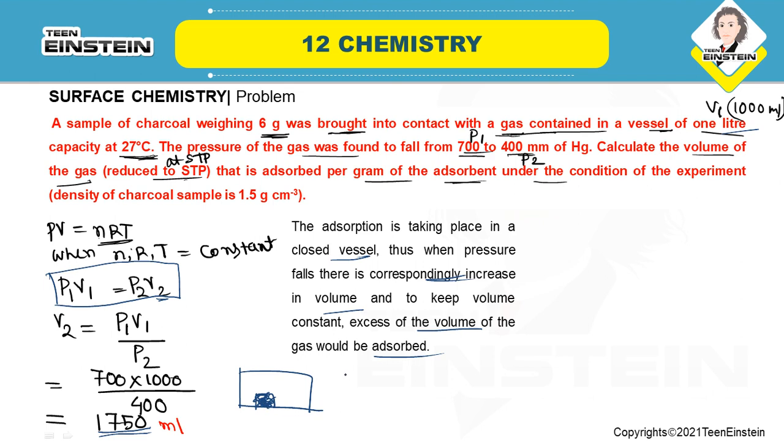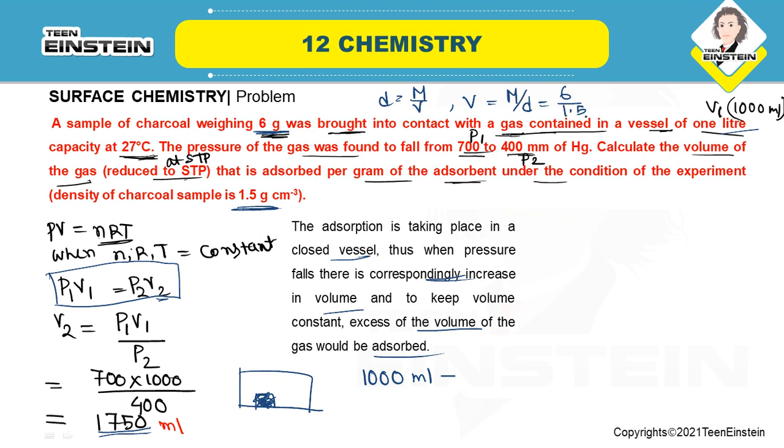So this volume will be 1000 ml minus the volume of charcoal. Now how will we get the volume of charcoal? Mass is given, 6 gram, and density is given. Now we know density is basically mass by volume, that means volume is mass by density. So mass is 6 gram, density is 1.5. Be careful about the unit, it is gram per centimeter cube. Centimeter cube is basically the same as ml, that is cc. So no problem with the unit.